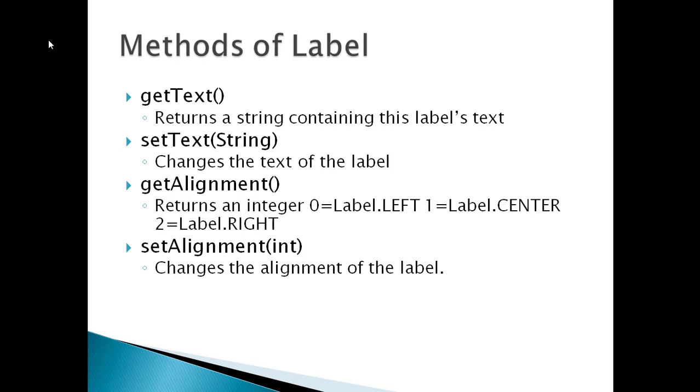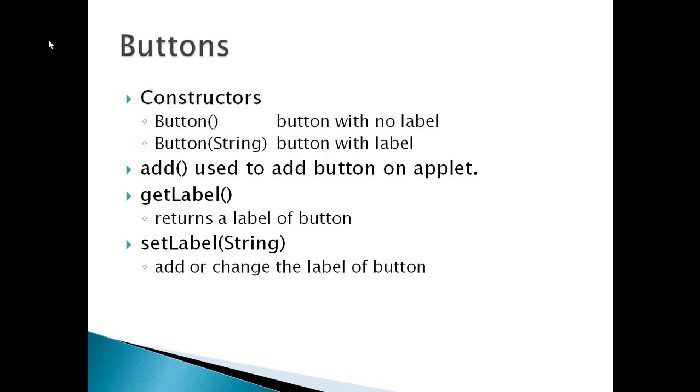Next method is getAlignment, which returns an integer. If 0 is returned, it is Label.LEFT. If 1 is returned, it is Label.CENTER. If 2 is returned, it is Label.RIGHT. These are the alignments: left, center, right. Next is setAlignment, into which we need to pass an integer value. It changes the alignment of the label.